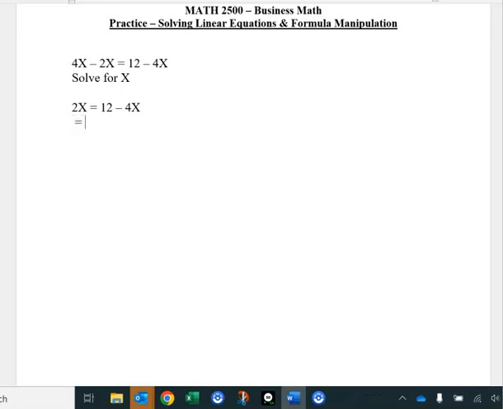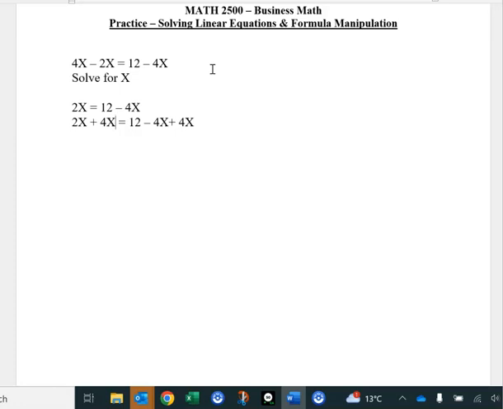So let's start with the equals 12 minus 4x. To get rid of that, I need to add 4x. Okay, so I've added 4x to that side. Now I need to add it to this side. So I have the 2x, add 4x. Again, I added 4x to the right-hand side to get rid of the negative 4x, so whatever I do to one side, I have to do to the other.